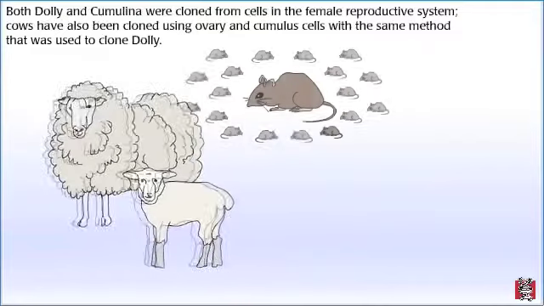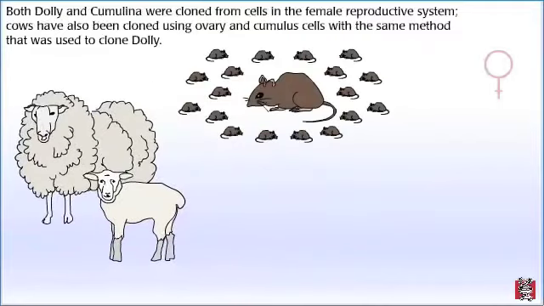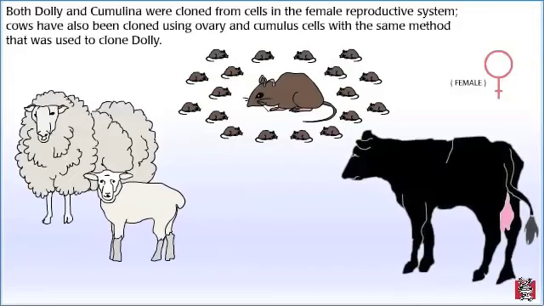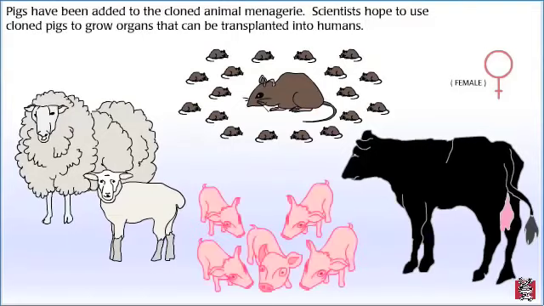Both Dolly and Cumulina were cloned from cells in the female reproductive system. Cows have also been cloned using ovary and cumulus cells, with the same method that was used to clone Dolly. Pigs have been added to the cloned animal menagerie. Scientists hope to use cloned pigs to grow organs that can be transplanted into humans.